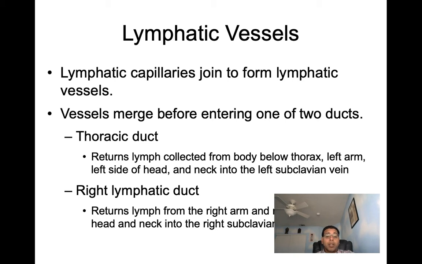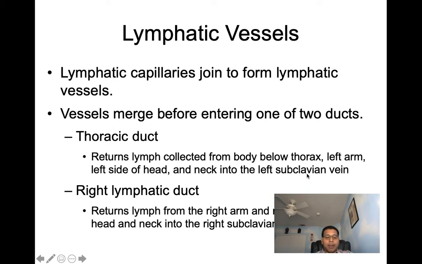Now the larger thoracic duct is going to return lymph that's collected from the body in areas below the thorax, the left arm, and the left side of the head and neck. And it'll return this lymph to the left subclavian vein.